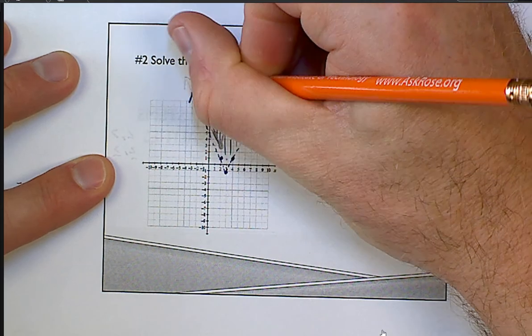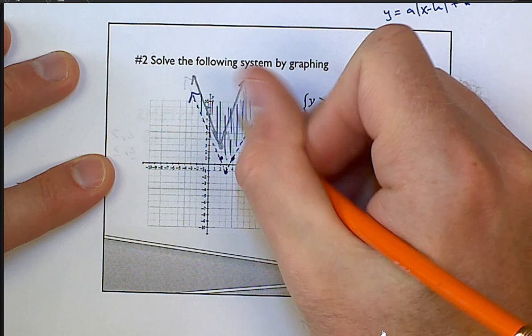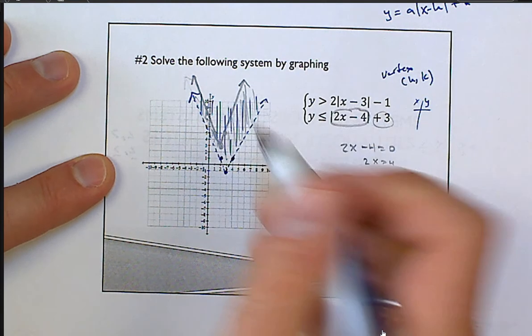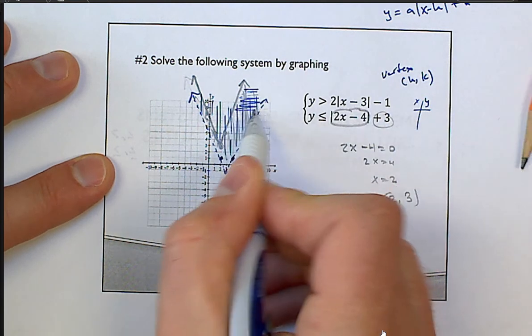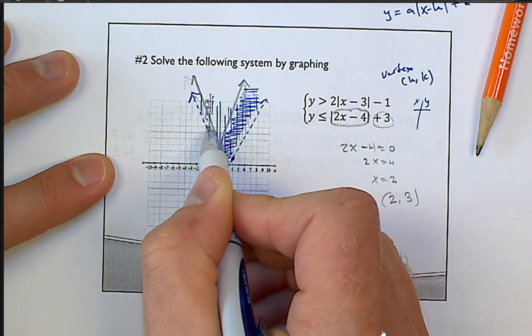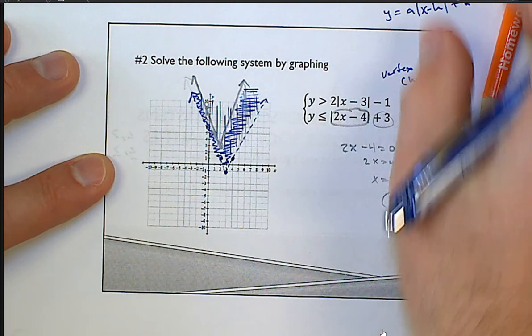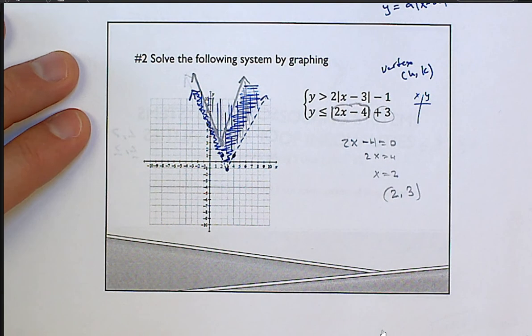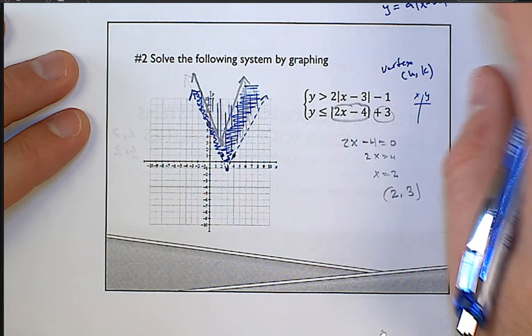Like that, and I'm going to shade underneath, okay? And again, what are we looking for? We're looking for where they overlap. So they're going to overlap everywhere in here, above this one, but below the one in pencil. Look something like that. And that would be our solution set. Okay? Everything that's shaded in.